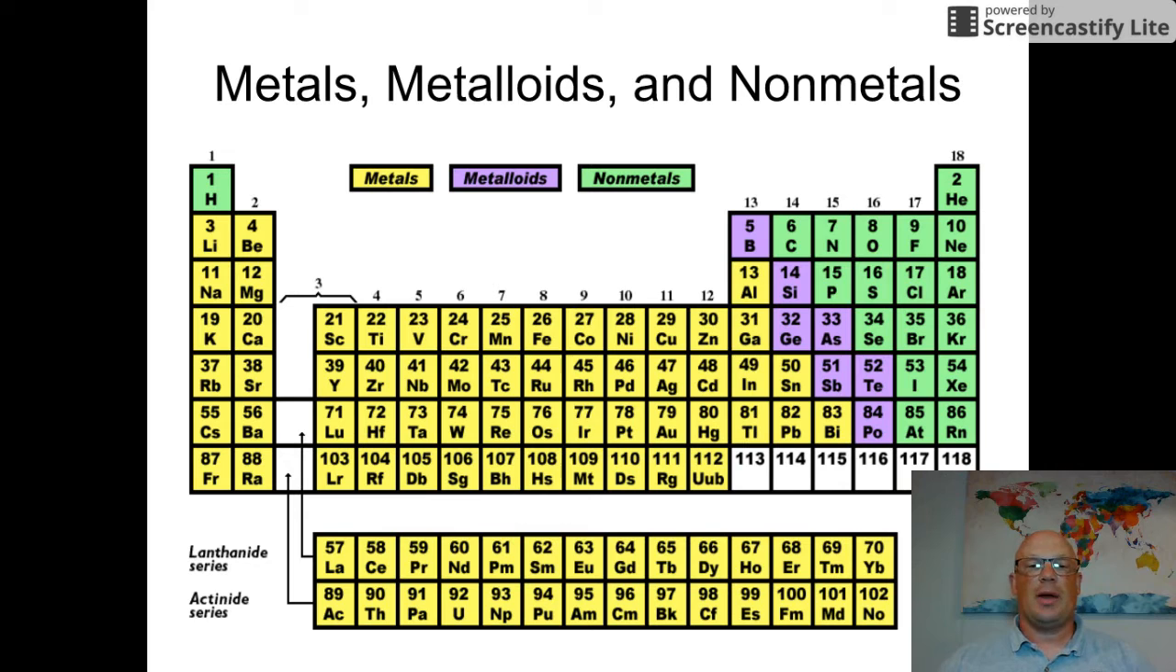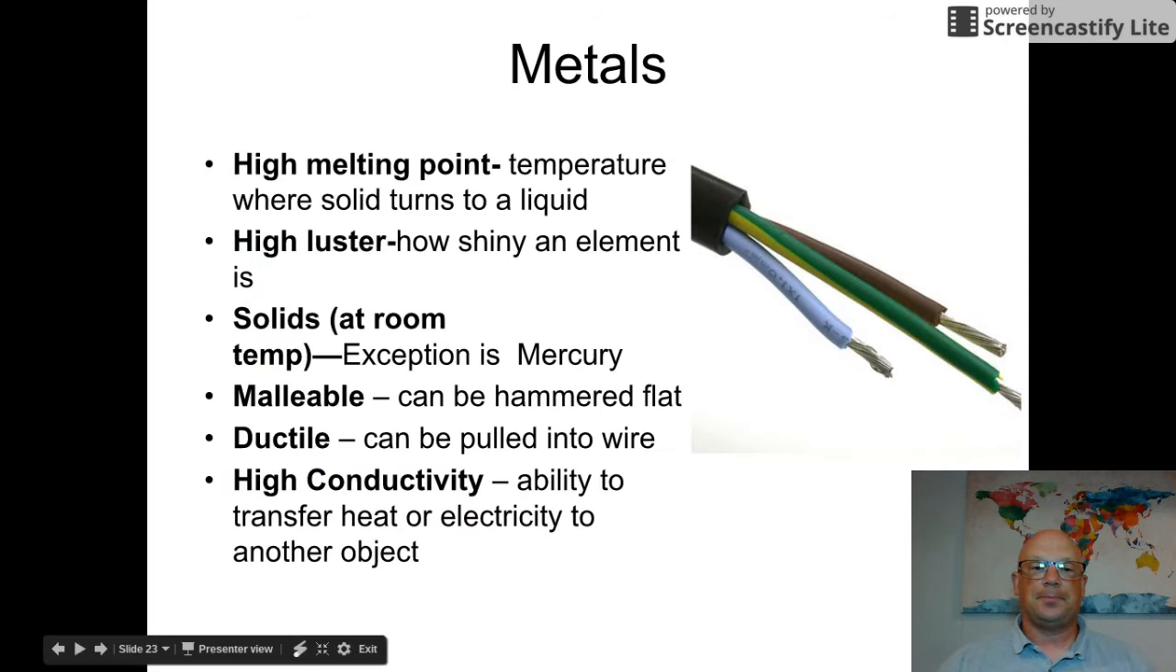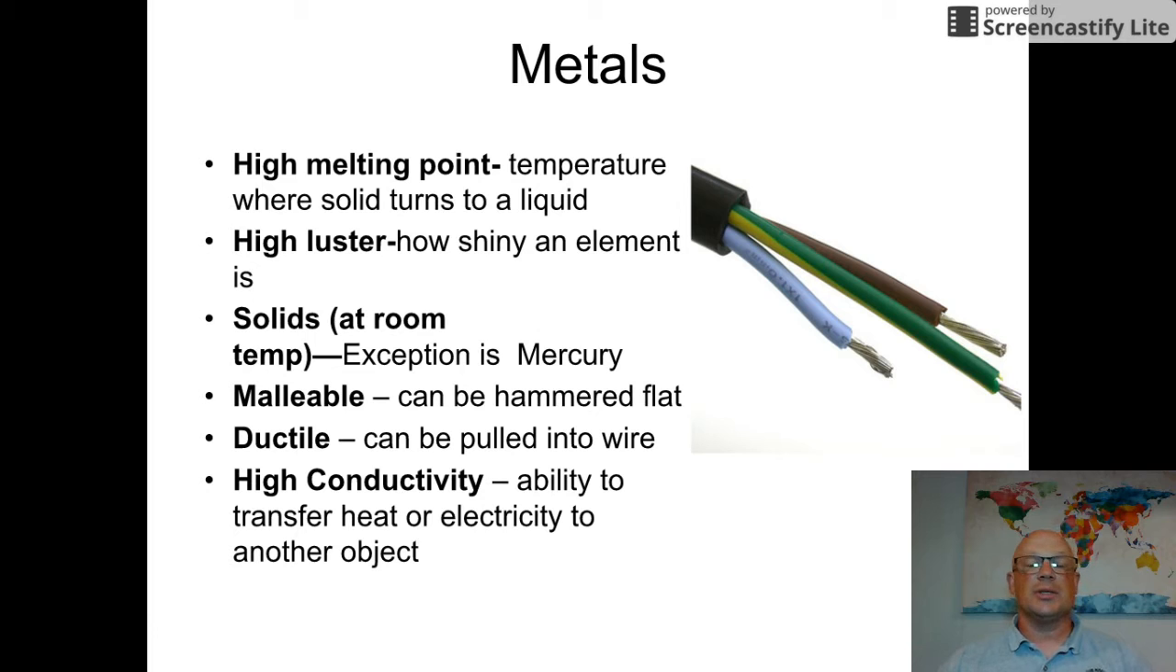So let's go on and talk about some of the characteristics of metals, nonmetals, and metalloids. Let's look at metals first. Metals have a high melting point. This is the temperature where a solid turns into a liquid. We kind of know that already. You can throw metal in the fire. It's probably going to get hot. You're probably not going to be able to get a fire hot enough to actually see that metal melt.